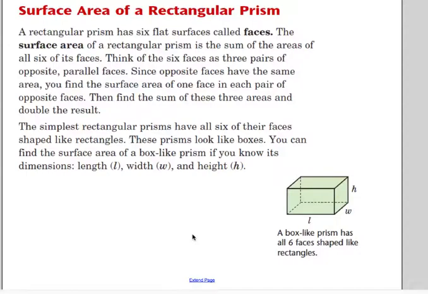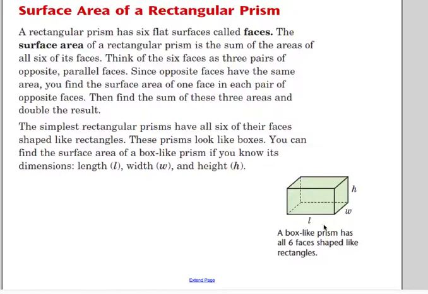So what that means is you would find the area of each face on the prism and add them all together. You can think of the 6 faces as 3 pairs of opposite parallel faces. Since opposite faces have the same area, you find the surface area of one face in each pair of opposite faces, then find the sum of these 3 areas and double the result. That's one way you can think of it.